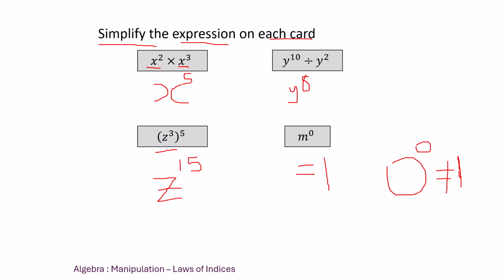And lastly, when I have a negative power, for example, if I have 7 to the power of minus 2, negative 2, okay, that means 1 over 7 squared, which is 1 over 49. Okay, 7 squared means 7 times 7, is 49. Okay, so these are your main laws of indices for GCSE higher and foundation.